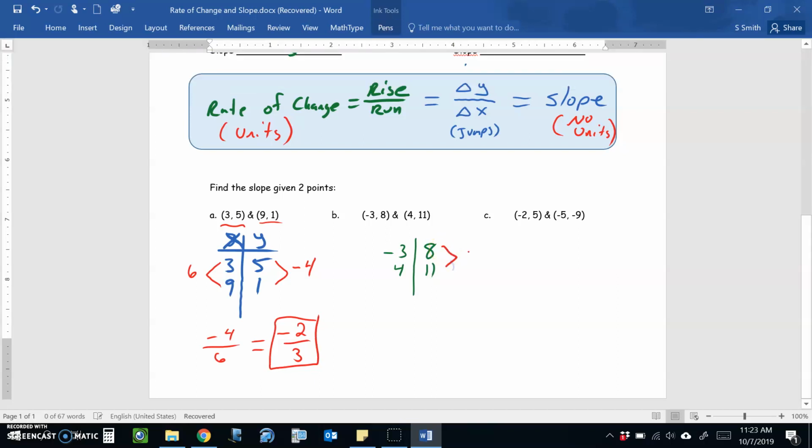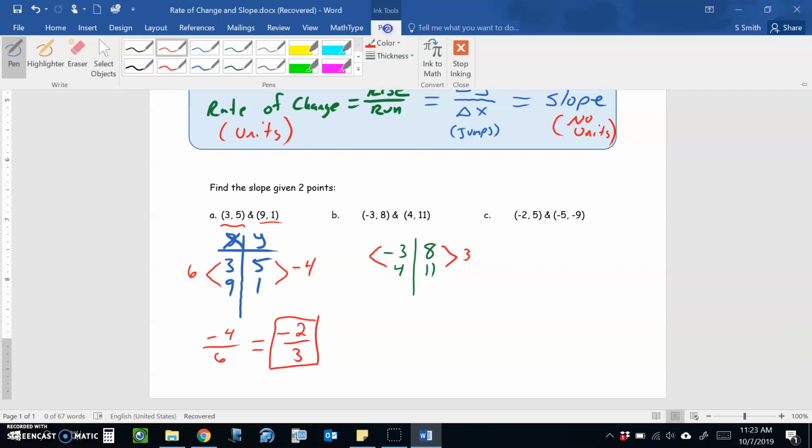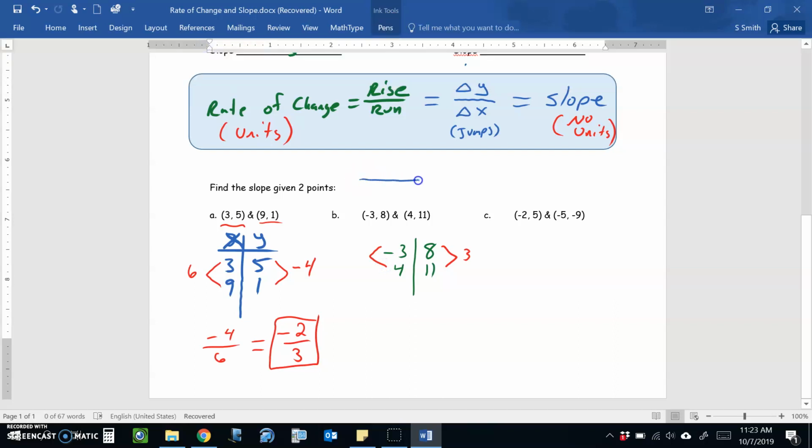To get from 8 to 11, we go up 3. But to get from -3 to 4, if that's making your brain hurt like it does mine at times, think about a number line. Where is -3? Well, -3 is to the left. And I have to get up to 4. So how much does it take to get from -3 to 0? It takes 3 to get there, and then 4 more. So how many did we go total? It was a change of 7. So our slope, change in y, 3 over 7.